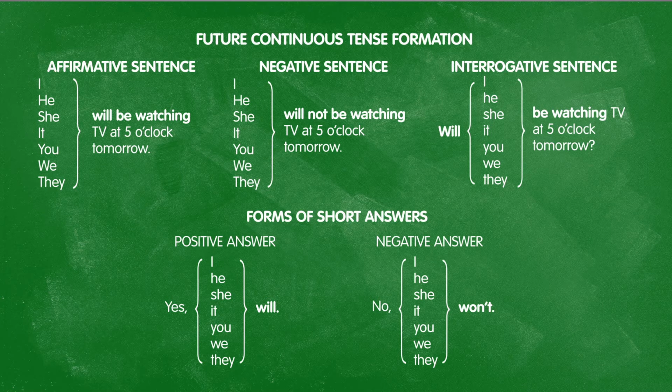I will not be watching TV at 5 o'clock tomorrow. Or they will not be watching TV at 5 o'clock tomorrow. Similarly, to make an interrogative sentence, again, just like in future simple, you simply take will and move it to the front. Will you be watching TV at 5 o'clock tomorrow? Or, will they be watching TV at 5 o'clock tomorrow?